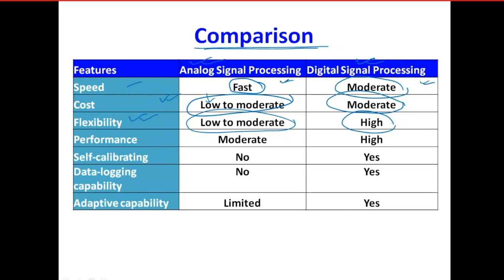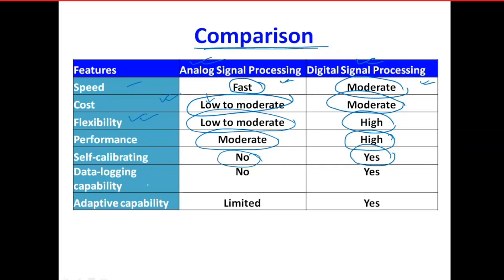Performance: analog signal processing systems have a moderate performance because you are not able to have accurate measurements or an accurate processing unit. However, in digital signal processing, you can have accurate processing. Then self-calibrating: analog signal processing does not have it, whereas digital signal processing can have the self-calibrating mode.